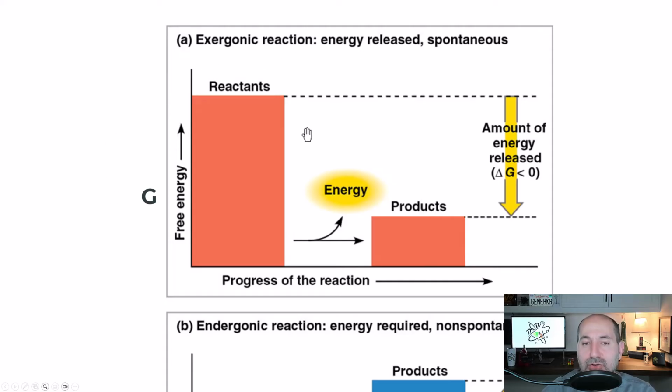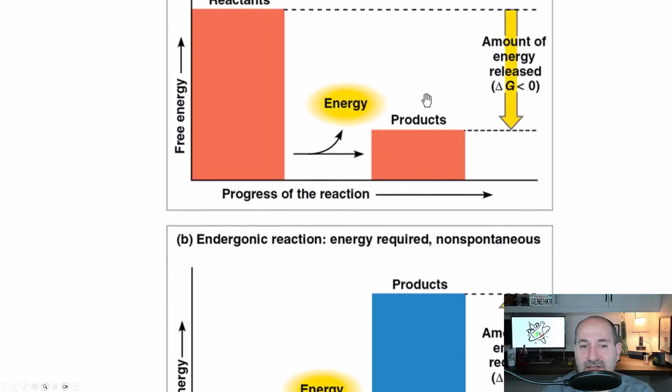And what did I tell you happens during a spontaneous reaction? Energy is released, not required, released, okay? So again, during an exergonic reaction, the reactants have a higher free energy, higher G value. The products have a lower free energy or lower G value. That means they have a negative delta G, which releases energy. Okay, and these are known as spontaneous processes.